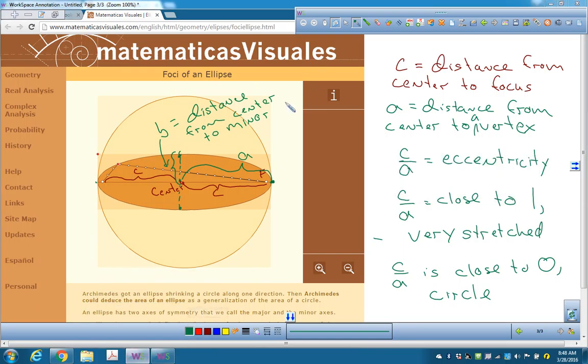Okay. To minor vertex, I guess. So that's this distance from the center to the skinny part of the ellipse. And it so happens, another thing that you need to know is that, unlike the Pythagorean theorem, a squared minus b squared is equal to c squared.